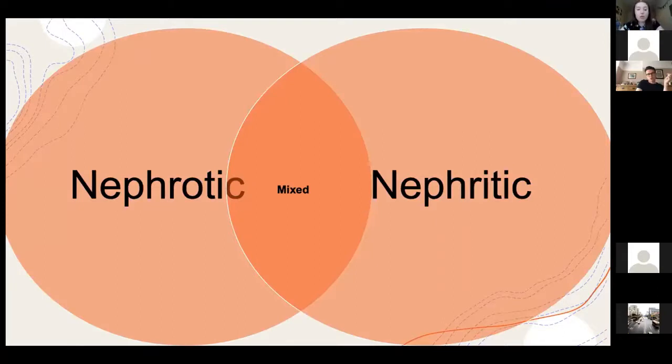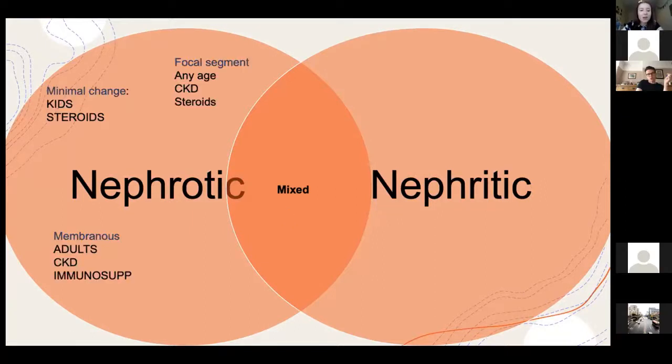Okay, so just as a main refresher of the main nephrotic versus nephritic syndromes, and then always the awkward mix that covers both. In nephrotic, you have minimal change, focal segmental, and membranous, and the main bullet points I wanted to get across, of the triggers that you should think of when you think of these diseases, are these.